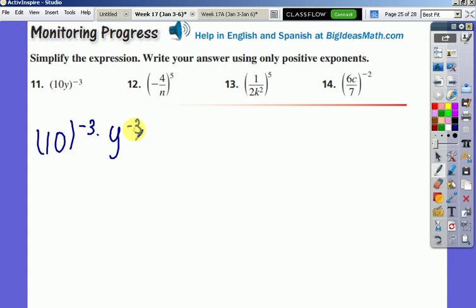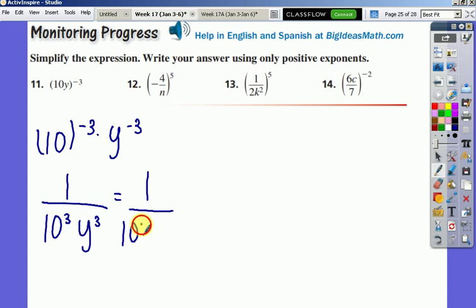You stop there. You could just, what would you have to do with these? These are on the numerator. What would you have to put them? In the denominator. You could just have done that in one step, step 2. And end up with 10 to the third, and then y to the third. You get 1 over 1,000, y to the third. Yeah?